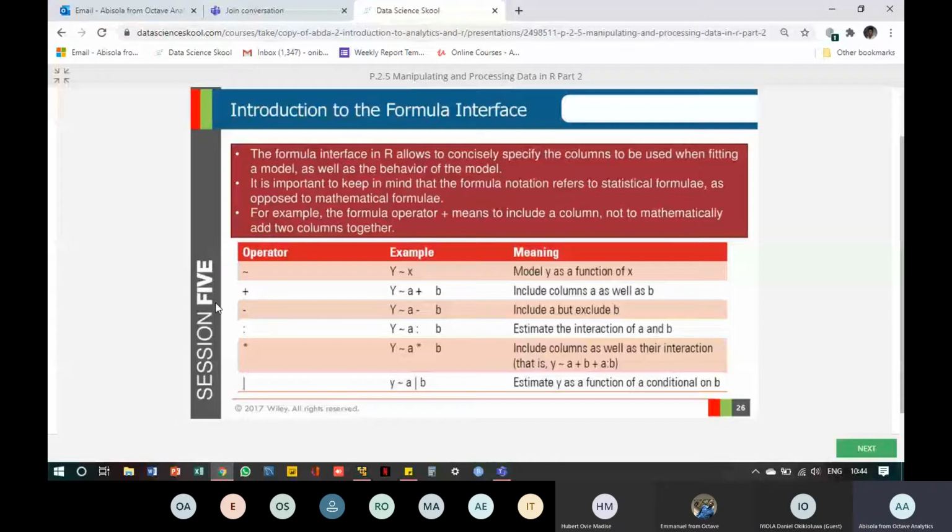This formula interface does not work with mathematical symbols. It works with statistical operators instead of mathematical symbols. You can see here, it's important to keep that in mind.